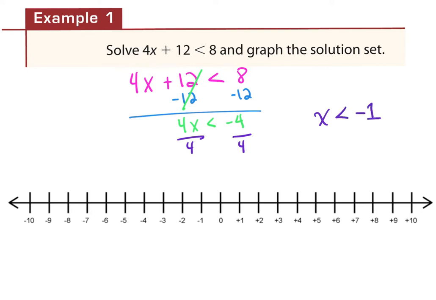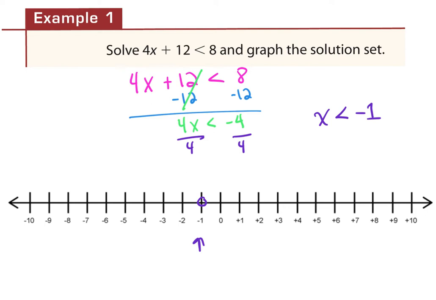I represent that on a graph by going to negative 1. If I am only less than, I have to indicate that it's not also equal to negative 1. So I indicate that by doing an open circle here, because even though that's where I start, I don't actually include him. If I included him, with "or equal to," I would fill that circle in, indicating negative 1 is part of my answer. But it is not part of my answer. It is an open circle here.